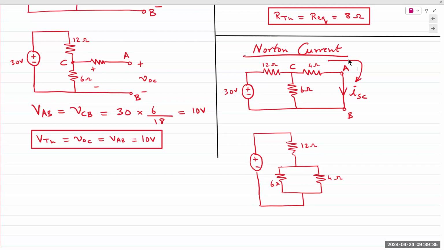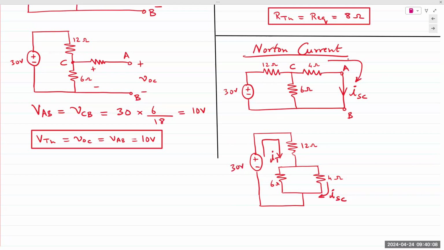Because the open circuit voltage, the Thevenin voltage, as well as the Norton current would be for a specific component. If you find that component, that's all you need. So the 4 ohm resistor current is ISC. So I mark it there. And then I have the total current, I call this IT. This is 30 volts.